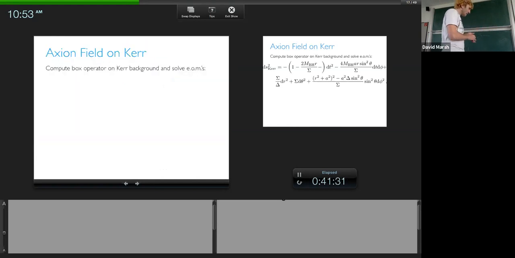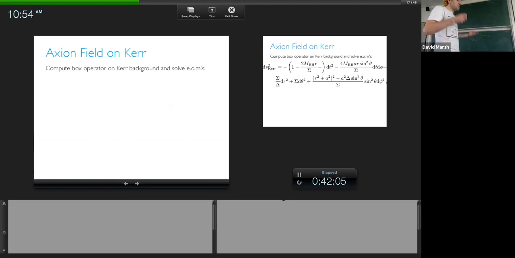Okay, so let's get to axions and how this happens in equations instead of cartoons. We need to consider what the axion field does on the Kerr background metric. You don't consider back reaction onto Kerr. You can show that in this case the background doesn't change the form of the metric or its symmetry, it only changes the parameters of the metric, so this is perfectly fine to do.